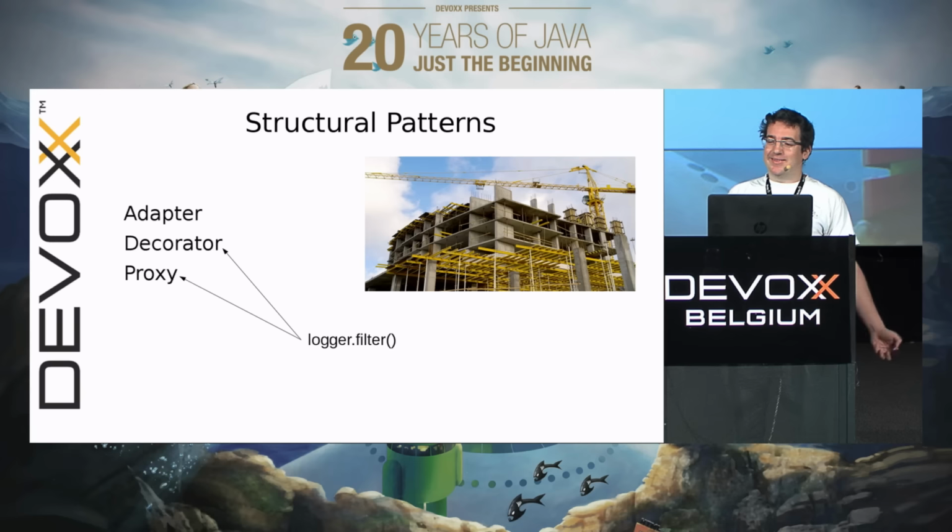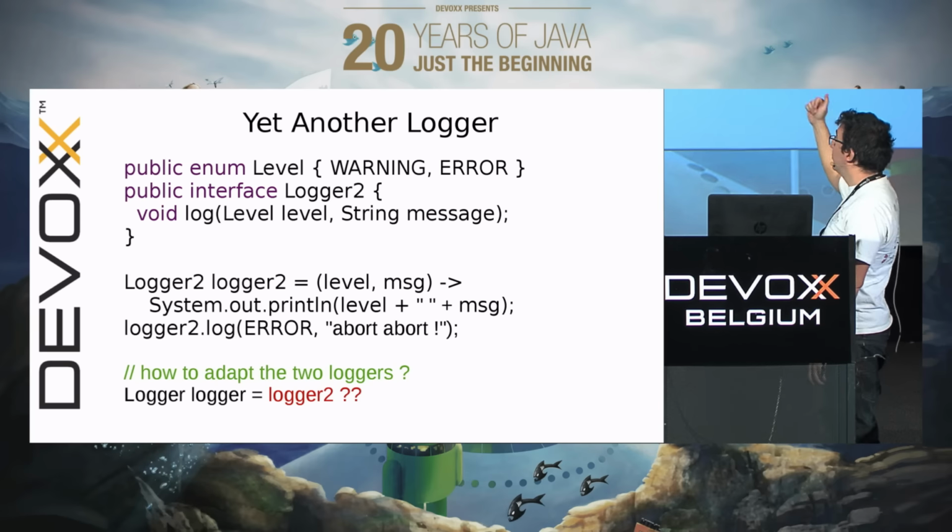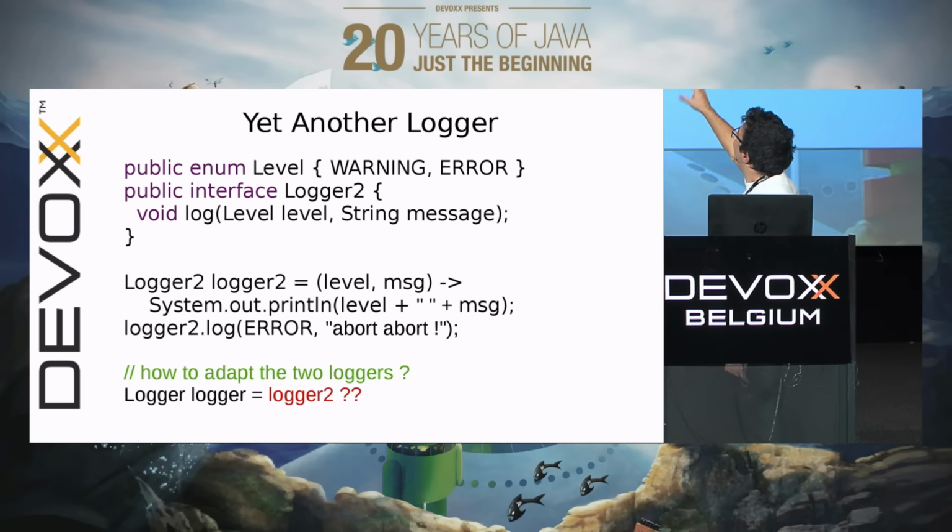So let's take another example. Now I want a real logger. What is a real logger? It's my Logger2, sorry. And a Logger2 takes a log level and a message. And I have an enum that defines my level: warning and error. This is how I can implement my Logger2. I can use lambdas, and I will just print the level and the message.